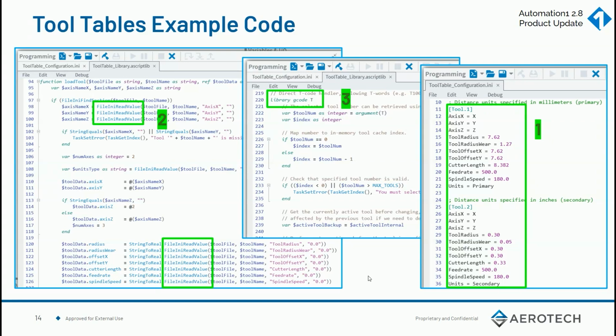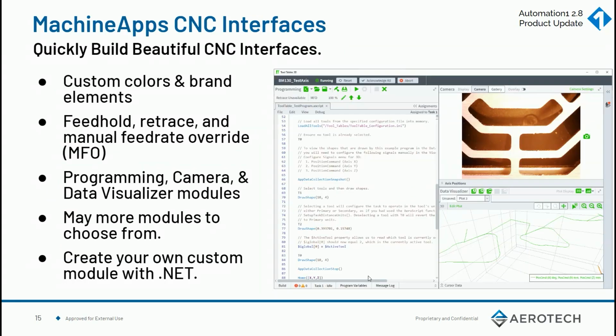Any of these things can be parameterized in an INI file format, and that might mean traditional milling tools, or it could mean laser tools or a camera tool. Anything that a machine builder could imagine being accessed through a T command can now be set up using the INI file support in Automation1 and these nice AeroScript INI file functions. This enables, of course, a really nice, well-rounded set of features for machine apps as a CNC interface builder.